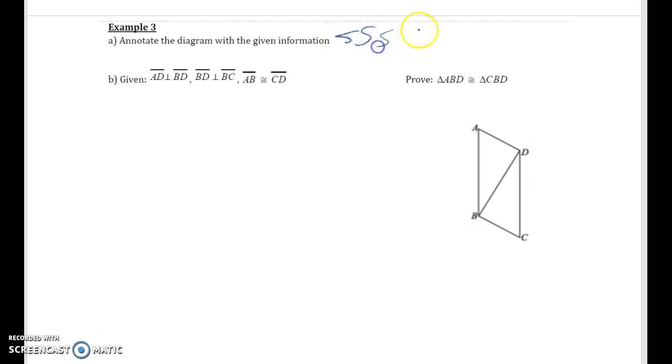So side, side, side; side, angle, side; angle, side, angle; angle, angle, side; and hypotenuse leg are the methods that we have available to us. So first things first, let's annotate the diagram with what we are given. AD is perpendicular to BD, so I know that I'm going to have a right angle there. BD is perpendicular to BC, so again I know I'm going to have a right angle there, and they tell me that AB is congruent to CD.